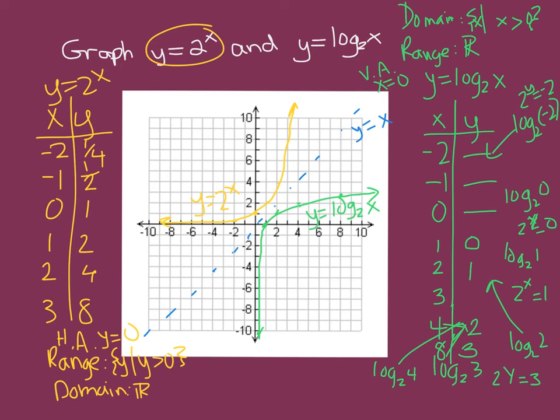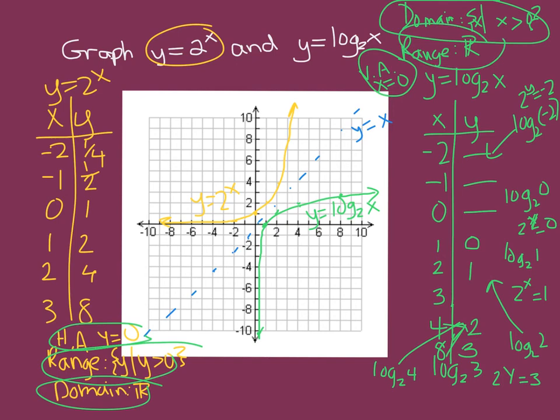The one thing I really want you to notice on this is that the horizontal asymptote of 2 to the x is going to correspond with the vertical asymptote. The range of 2 to the x corresponds with the domain of the logarithmic function, and the domain of 2 to the x corresponds with the range of log base 2 of x. So all the properties of inverses are satisfied. You can use those to help you out when you're thinking about how to graph these.